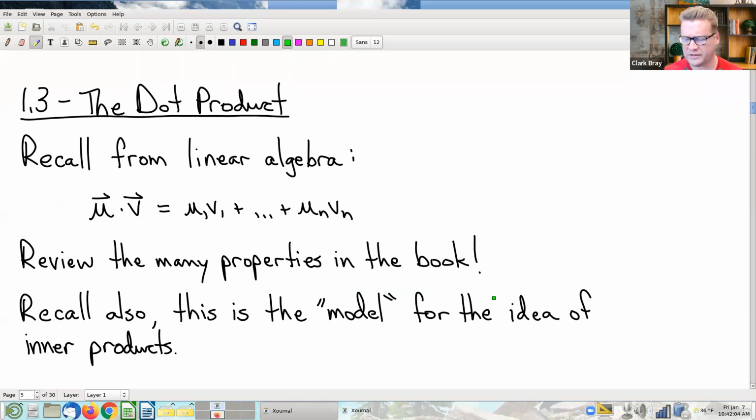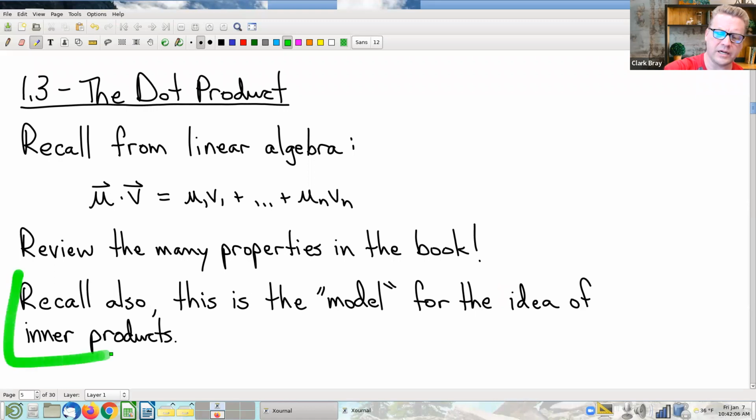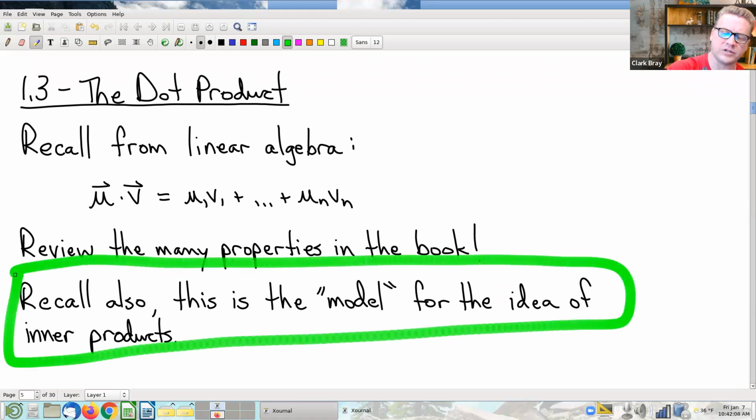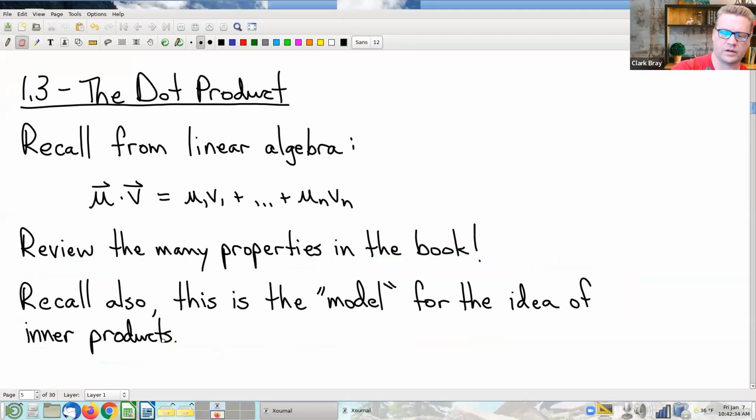And then while we're here, I do want to point out that something else you should have seen in a linear algebra class is inner products. We're not going to really use inner products in this class beyond the dot product. But it's worth mentioning that while we're talking about the many things you should know about the dot product, it is the model for the idea of inner products. It's inner product number one, right? Okay. All righty.